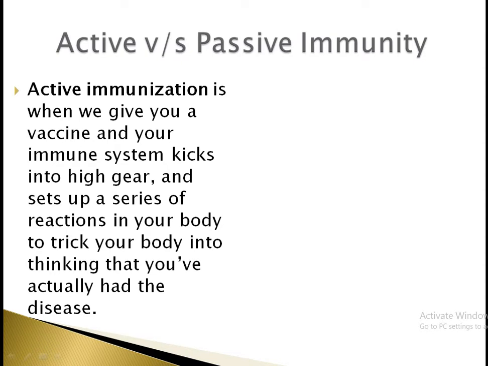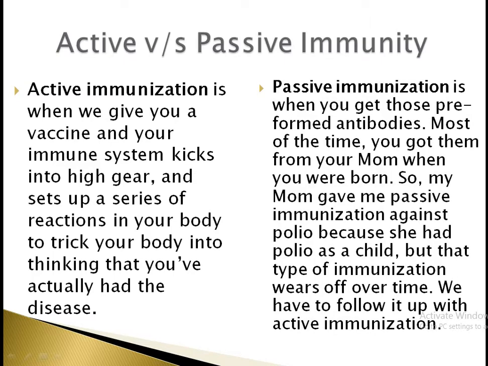Now, if you are asked to compare and contrast active and passive immunity, I am showing the clear-cut differences between these, a complete comparison of active and passive immunity. In active immunization, we give you a vaccine and your immune system kicks into high gear and sets up a series of reactions in your body to trick your body into thinking that you have actually had the disease. While in passive immunization, you get preformed antibodies.